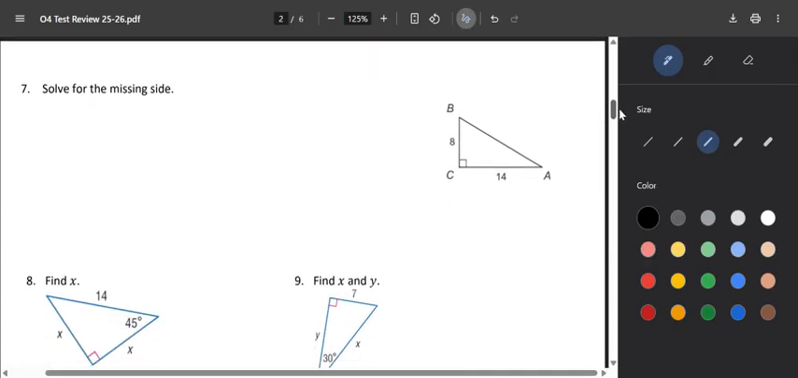All right. Number 7 is the same type of thing where you're solving for the missing side. We know it's the same type of thing because you're given 2 sides, we're finding a third side. The only difference on this one as opposed to the last 2 is that now x is our hypotenuse. So our setup is going to be like x squared is equal to 8 squared plus 14 squared. And then you will solve from there.